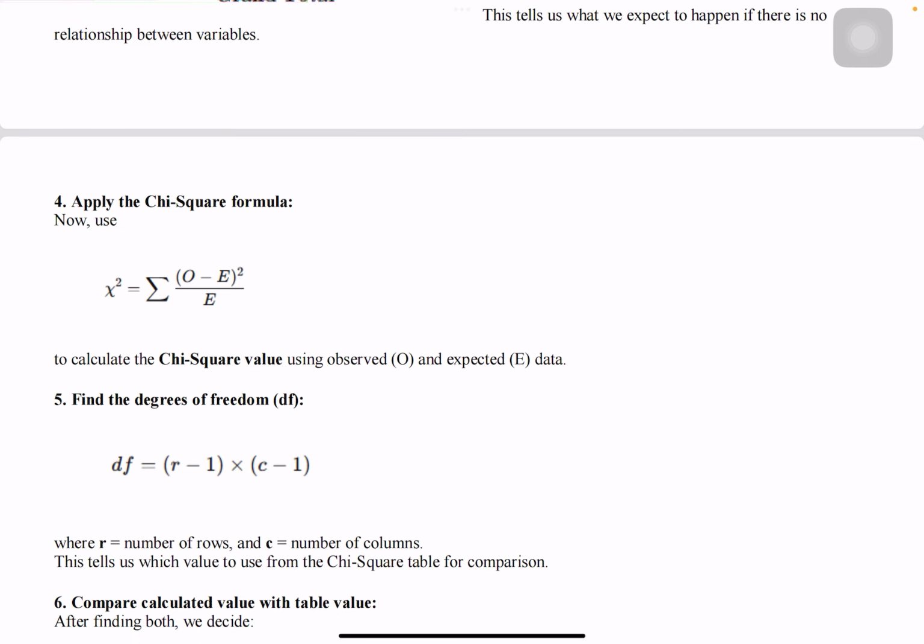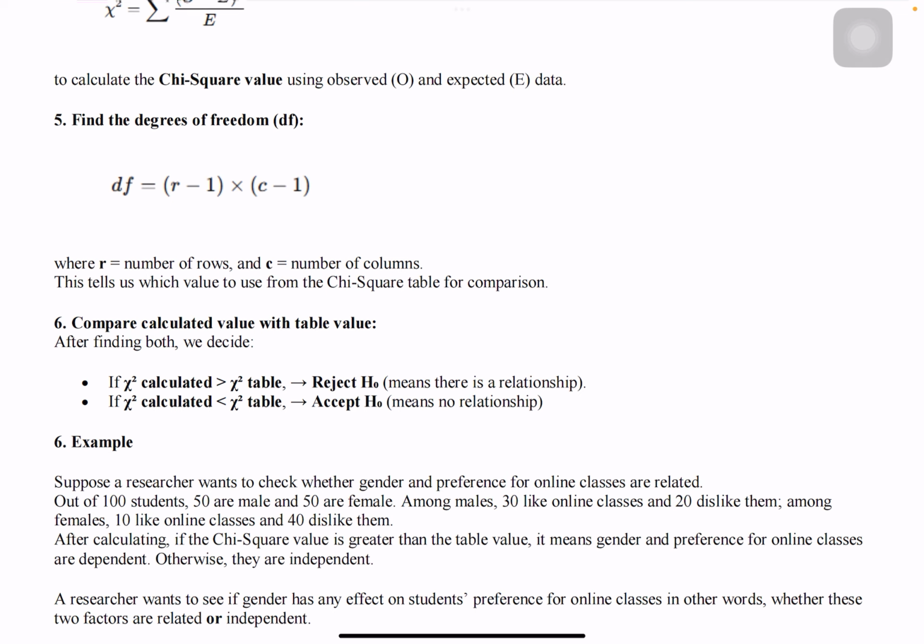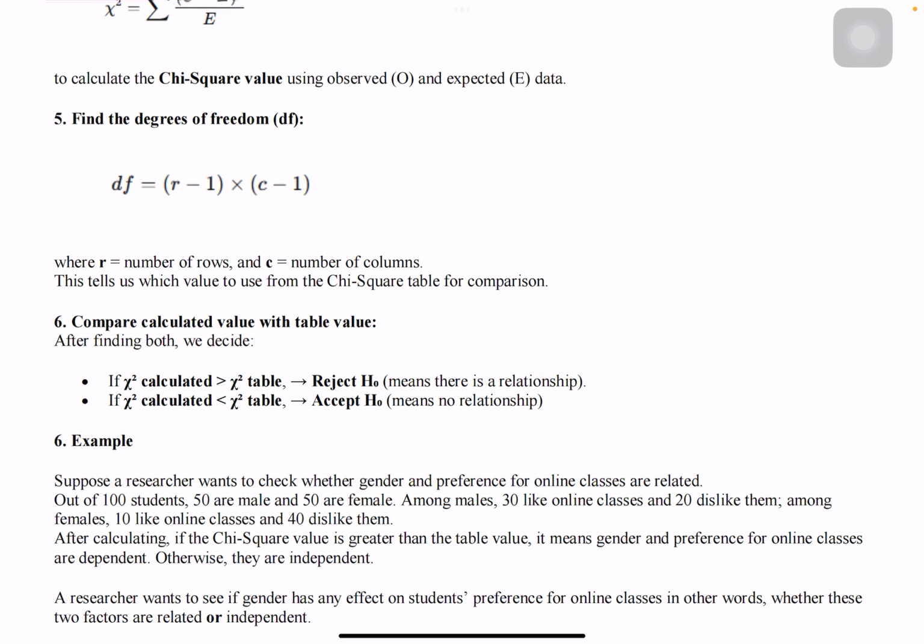Find the degree of freedom. df is equal to (r minus 1) multiplied by (c minus 1), where r is the number of rows and c is the number of columns. This tells us which value to use from the chi-square table for comparison.